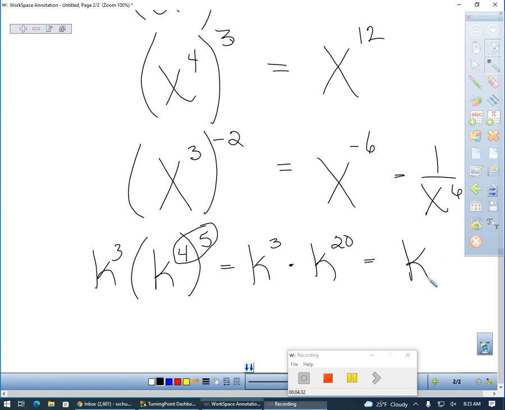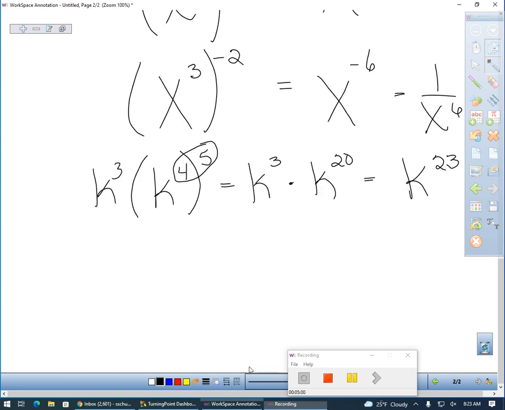Now, in this one, they're multiplying together. So what do you do to your exponents? When you have an exponent raised to an exponent, you multiply. So then now we have exponents that we have to add. So we get k to the 23. Exactly. Let's do one more like this one.